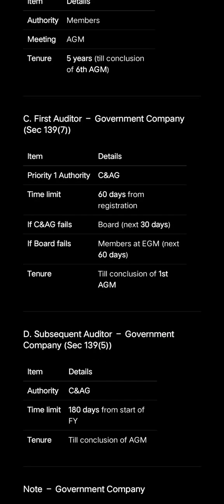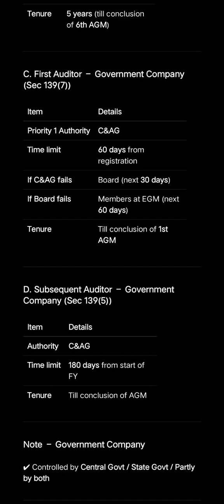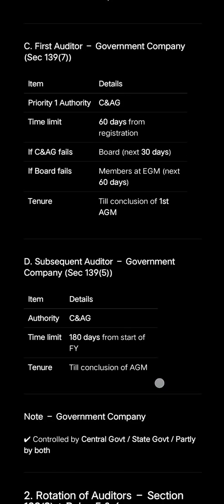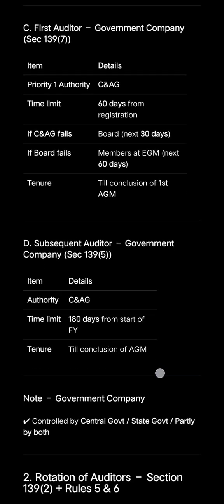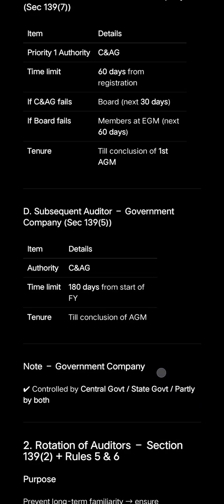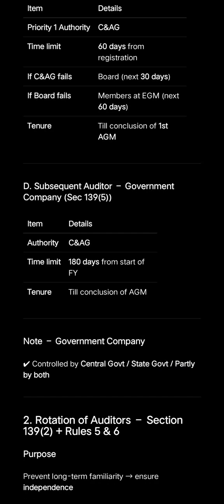Here it's 60 days. If the CAG, Controller and Auditor General of India, fails to appoint the first auditor, then the board has to appoint in the next 30 days. If the board fails, then in the next 60 days the members will appoint the auditor at an extraordinary general meeting. And here also the tenure is till the conclusion of the first AGM.